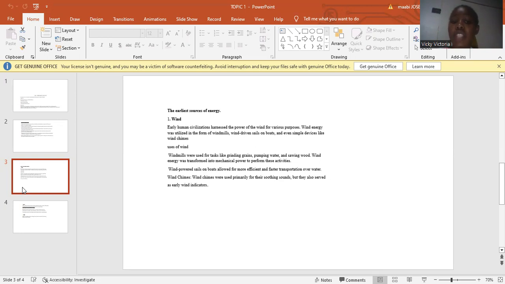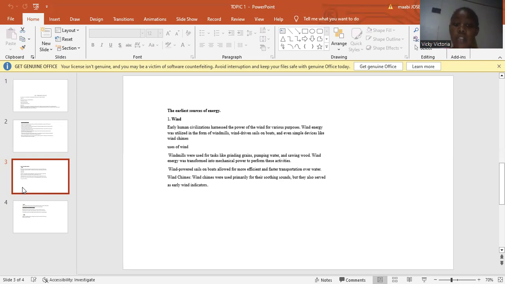And even simple devices like the wind chimes. The wind chimes were used for soothing sounds, but they served as early wind indicators. They were used to indicate wind because there were no substances like the wind socks. Now the wind chimes could indicate the direction of the wind.